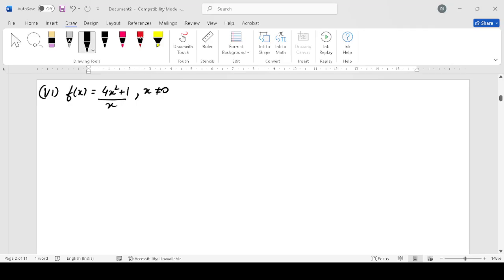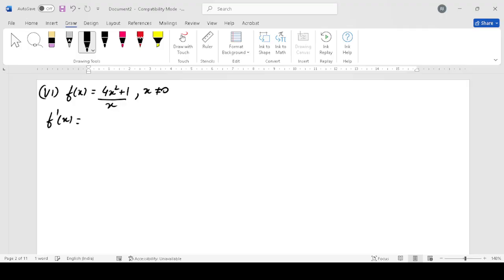Let's start with the next question from the same exercise, 6.4, question number 13, the sixth one. Here we have the function f(x) = (4x² + 1)/x, x is not equal to 0.